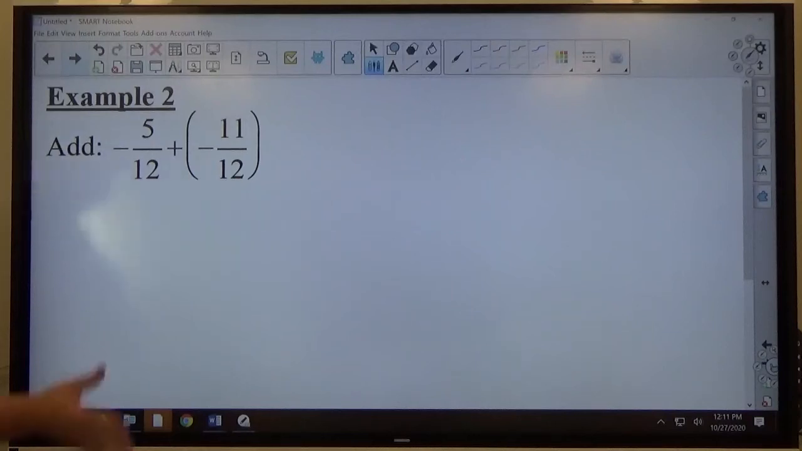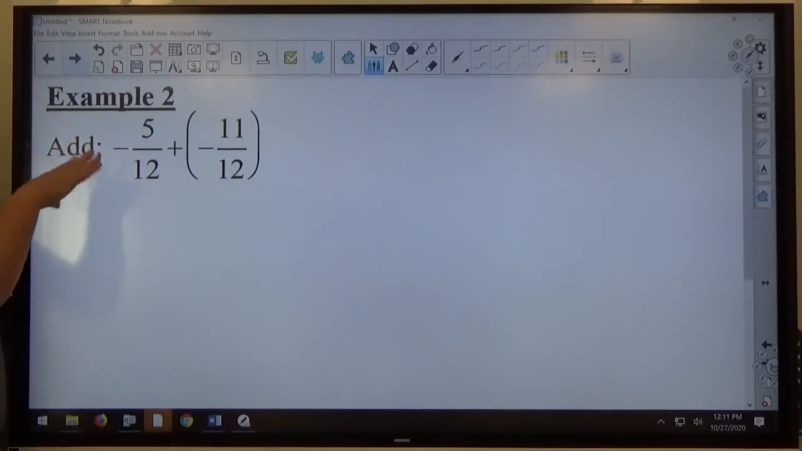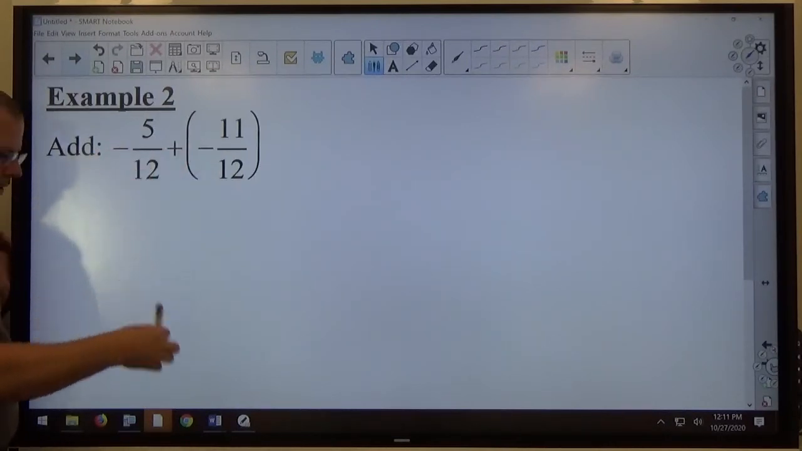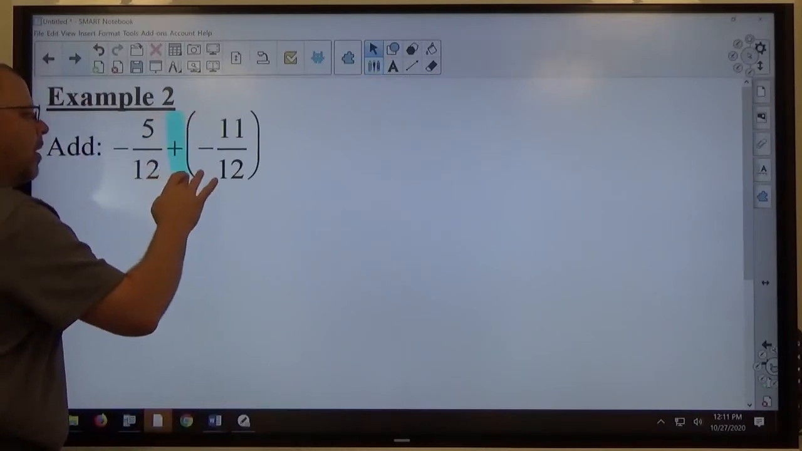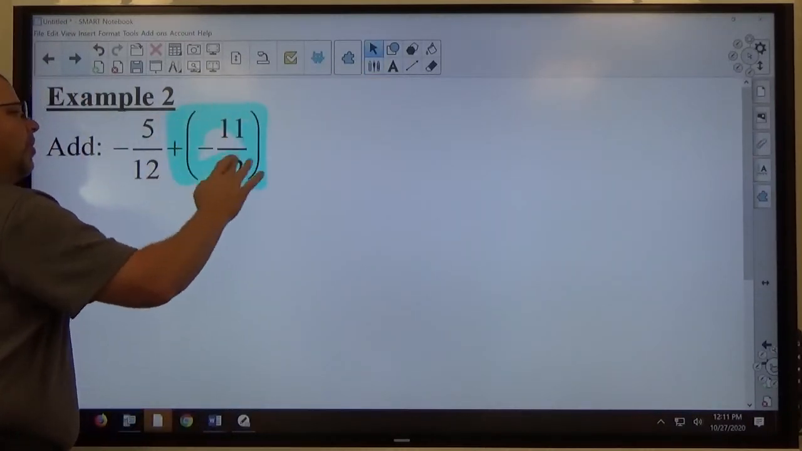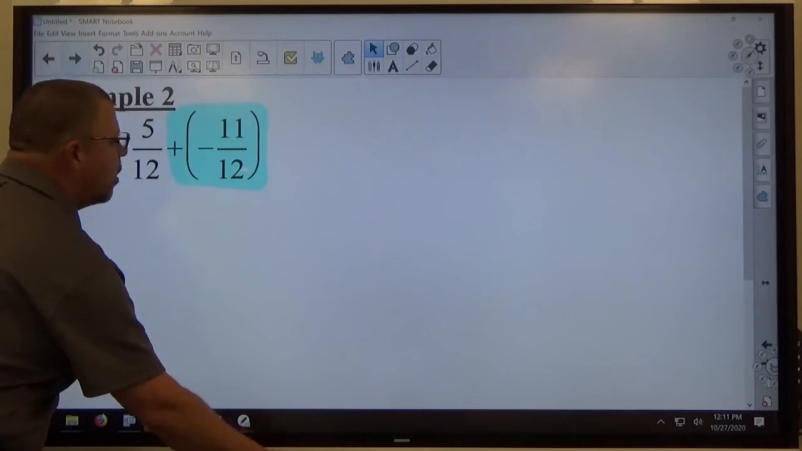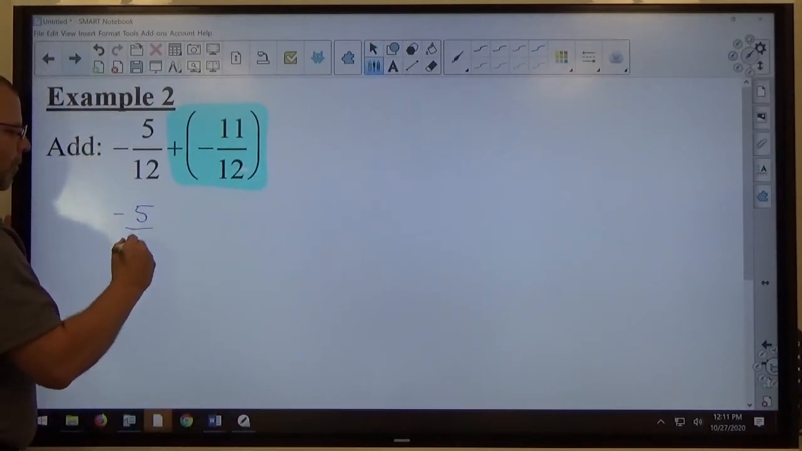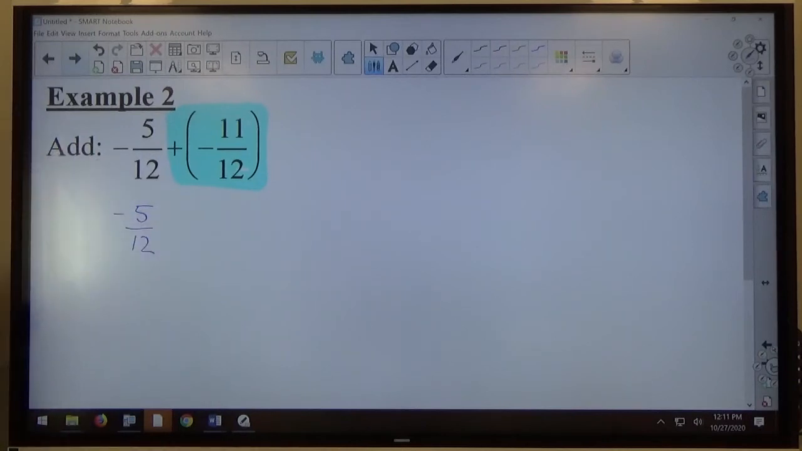Same idea. These aren't whole numbers, these aren't integers, but they're fractions. But again, notice we have plus negative. So the same thing's happening here as the other problem. We just have fractions to deal with instead of integers. But again, this is my first number. It's negative 5/12. I prefer the minus sign to be up on the top, so I usually throw it up on the top so I can see it easier.